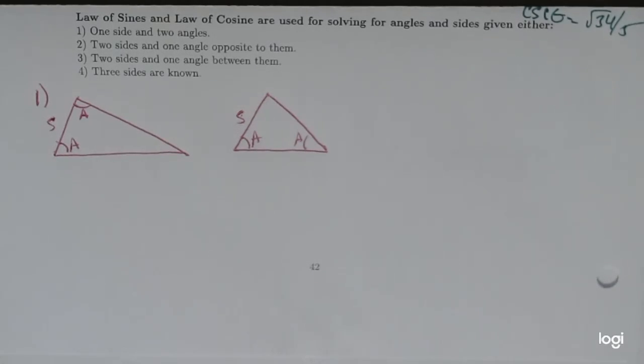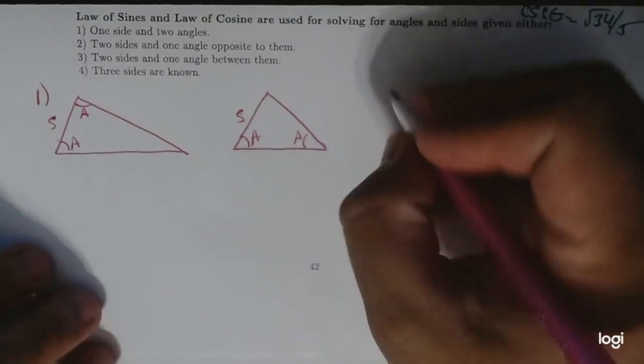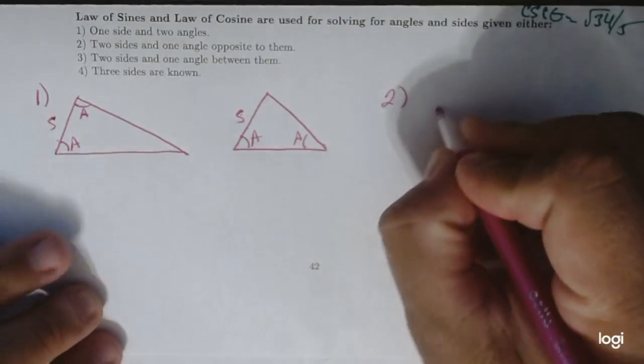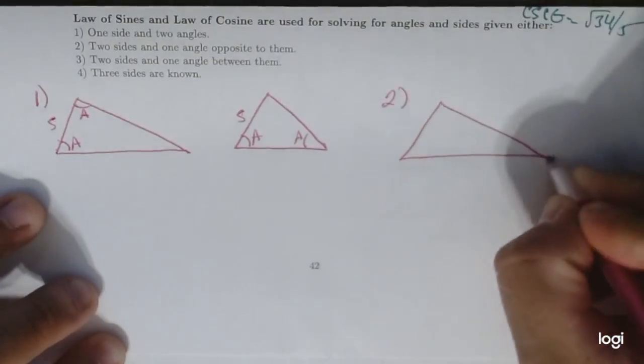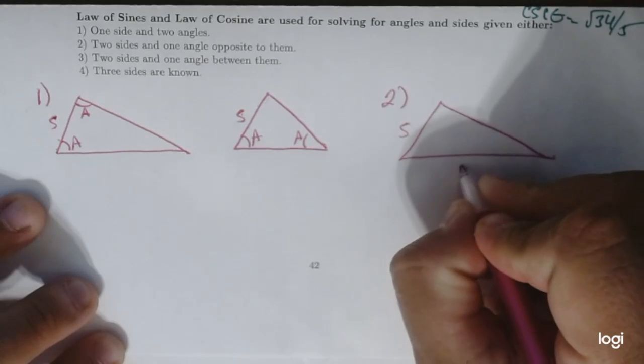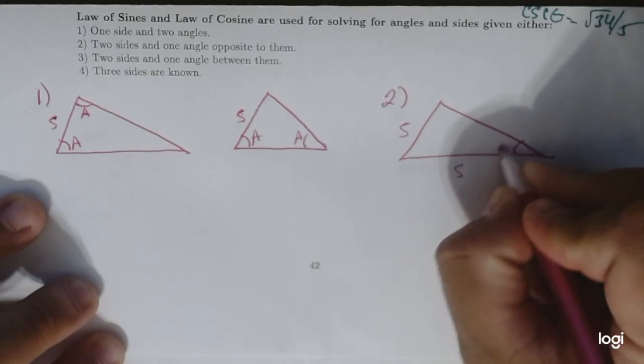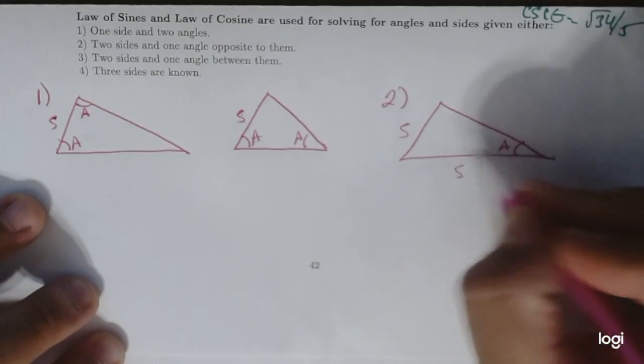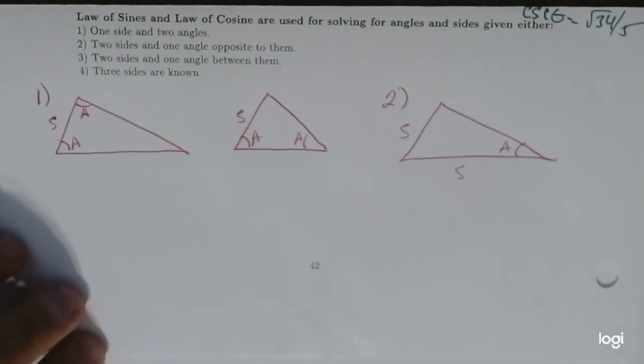Number two means when it's two sides and one angle opposite of them. So this is very, very particular. How number two will look is kind of like a triangle like this, where you have, let's say, this side given to you and that side given to you and an angle out here, which is going to be the opposite of here. Okay, so something similar to that.